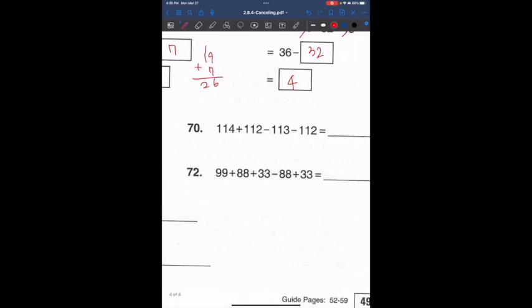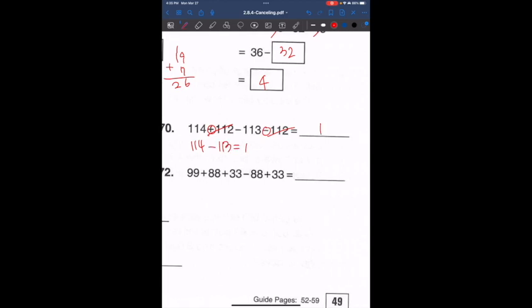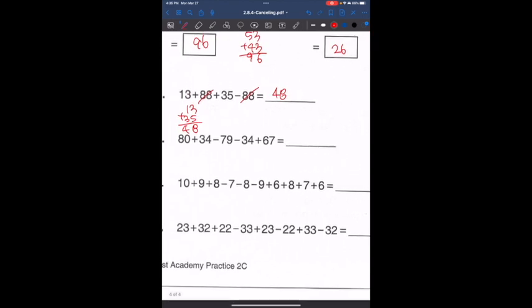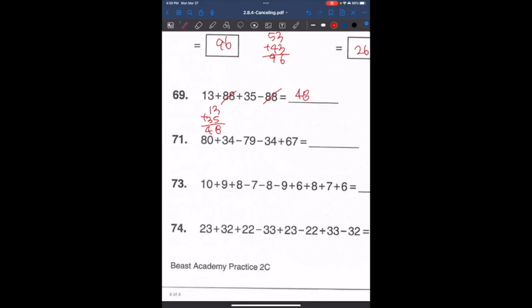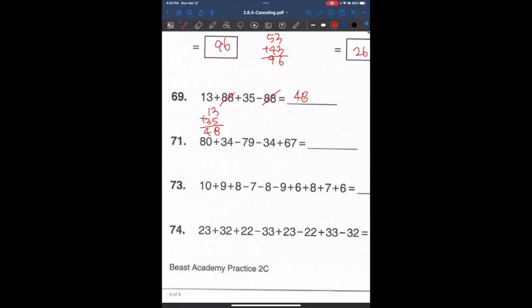Question 70, looking for the same number, just positive and negative sign. We can cancel 112 out. So we have 114 minus 113, which is 1. And then we have question 71. We can cancel 34 and 34. And then we're going to do almost canceling since 80 minus 79 is 1. So we have 1 plus 67, which is 68.